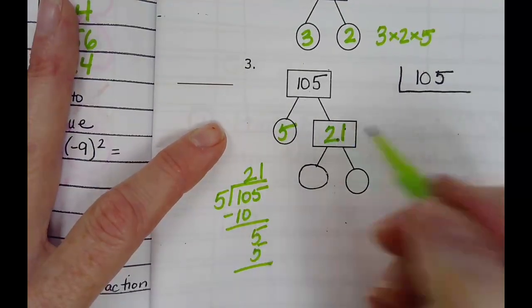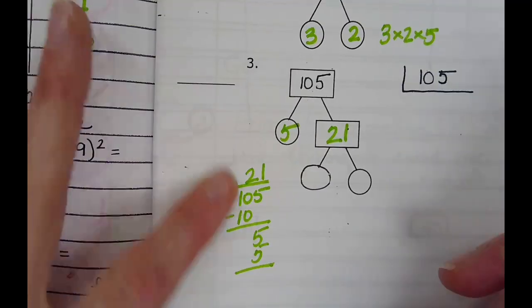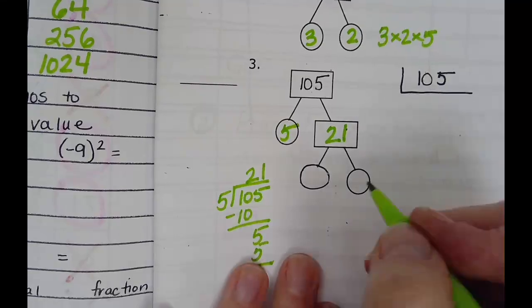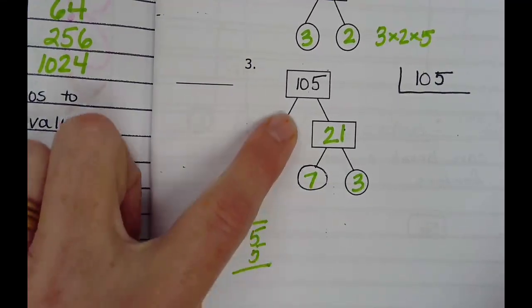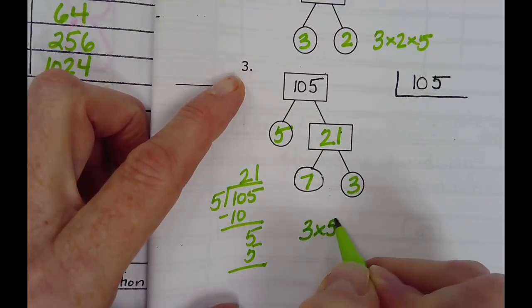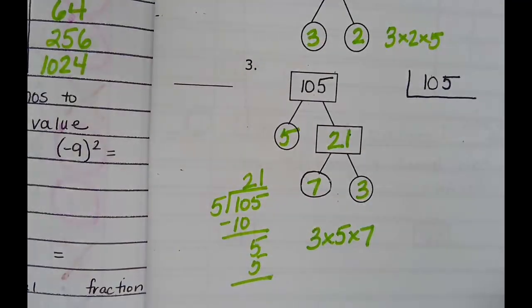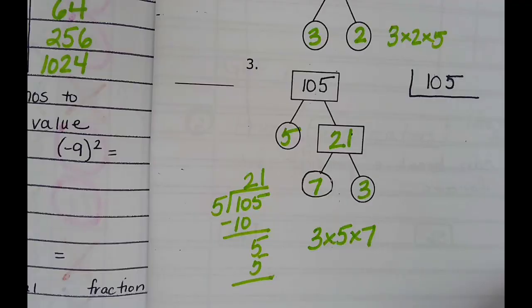21. Is 21 prime? No. So what times what is 21? 7 times 3. So then the prime factorization for 105 is 3 times 5 times 7. Now, this is one method. There's another method that you might like better, but you will have a choice.